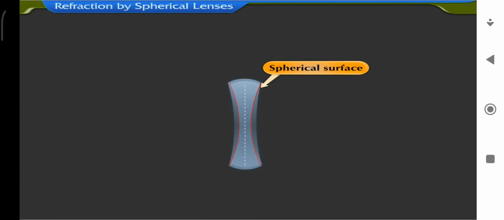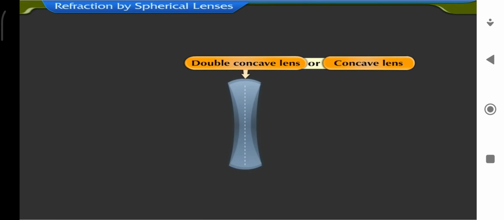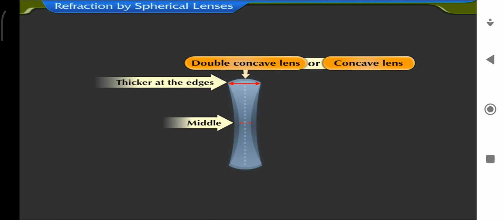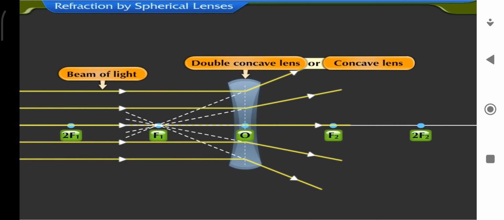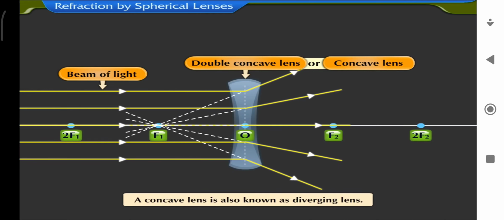A lens having two spherical surfaces curved inwards is called a double concave lens or simply a concave lens. It is thicker at the edges than at the middle. A light beam incident on it is diverged. Therefore, such lenses are called as diverging lenses.